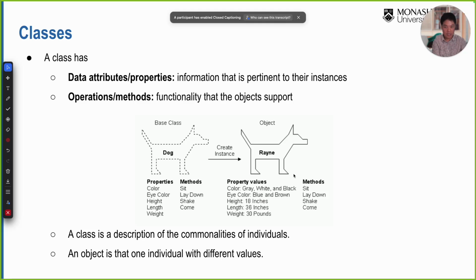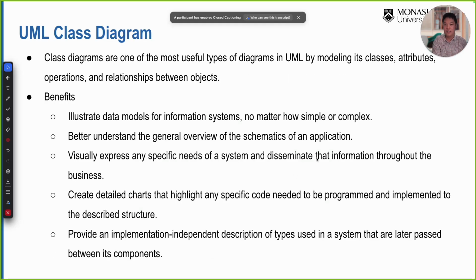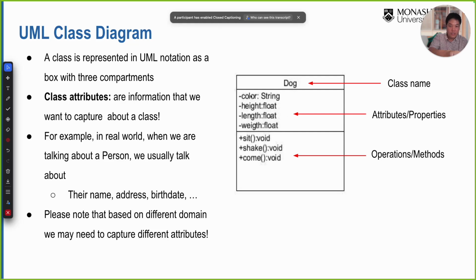As I mentioned before, a class has data attributes and operations. Those are the two key points here. And we draw using these three rows, 3 compartments here. The first row is the class name. The second one is the attributes or the properties of the class. And the last row is the operations and the methods.